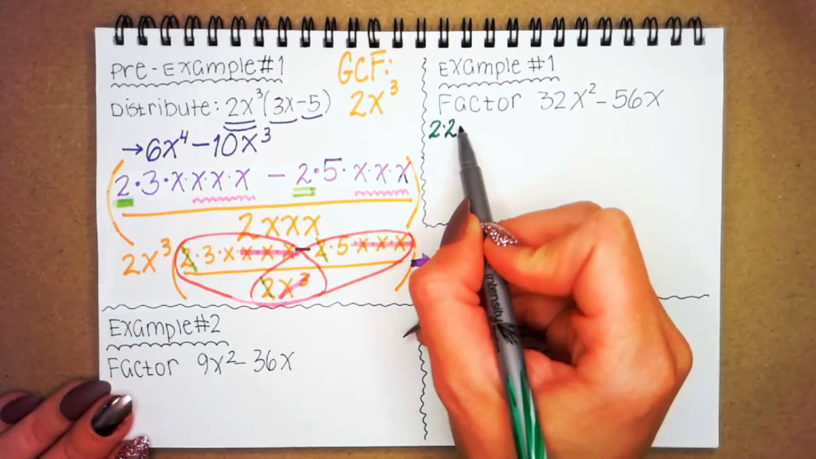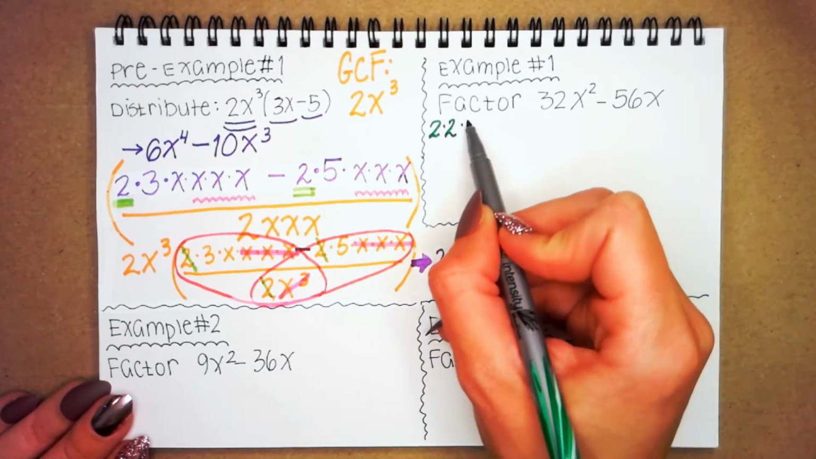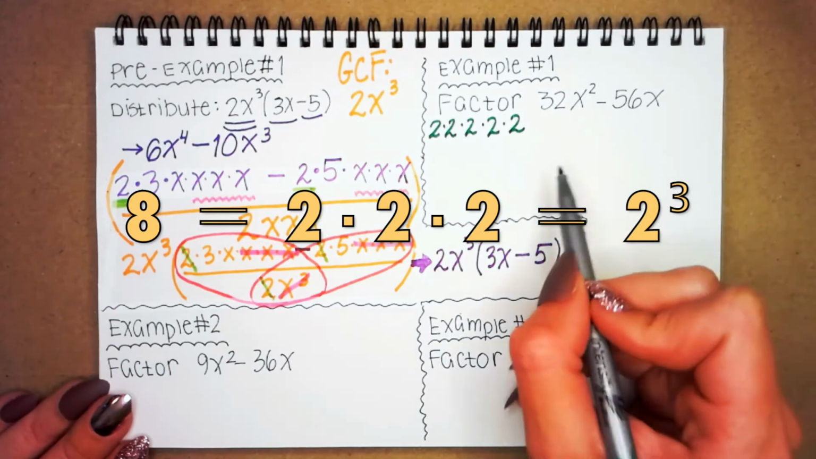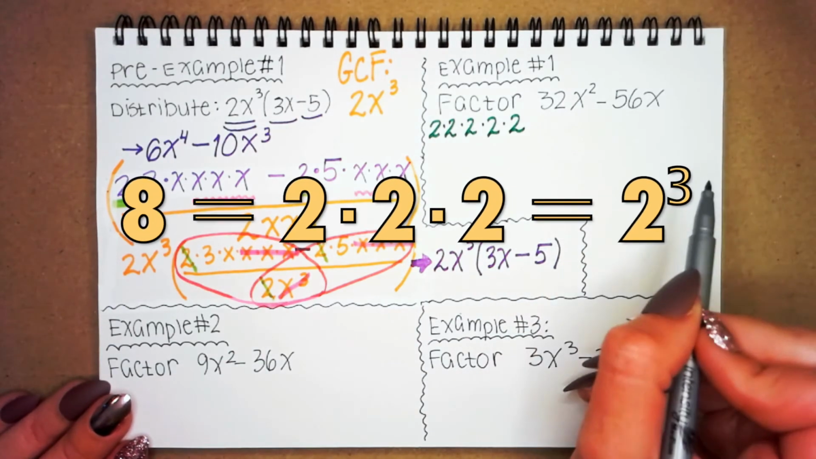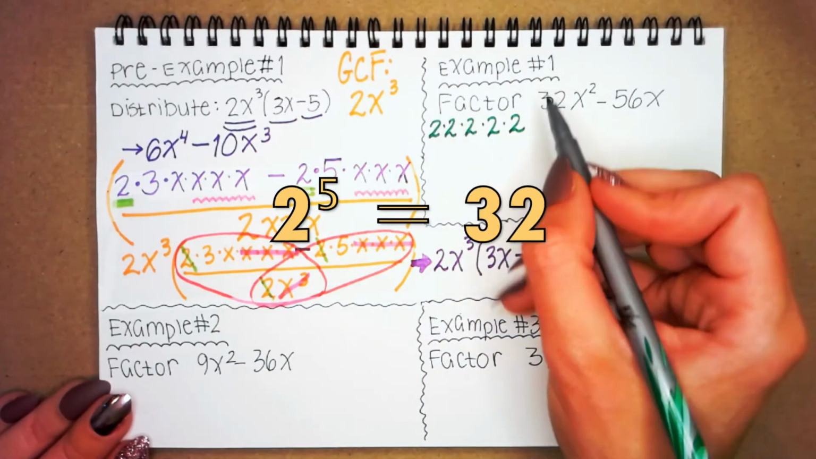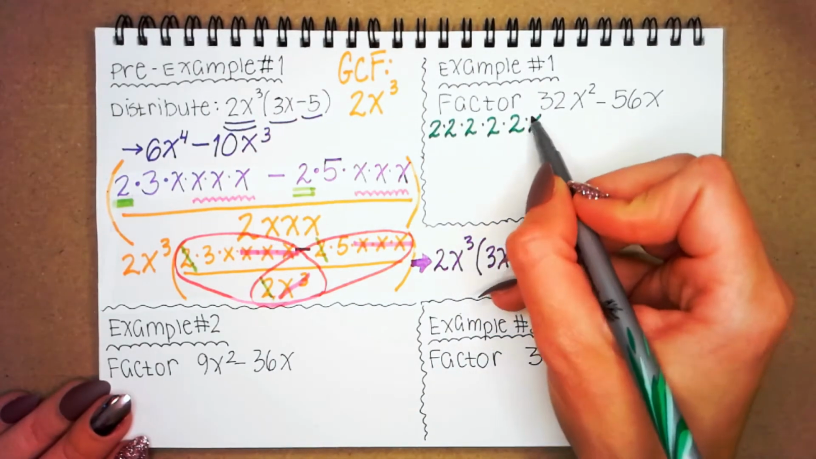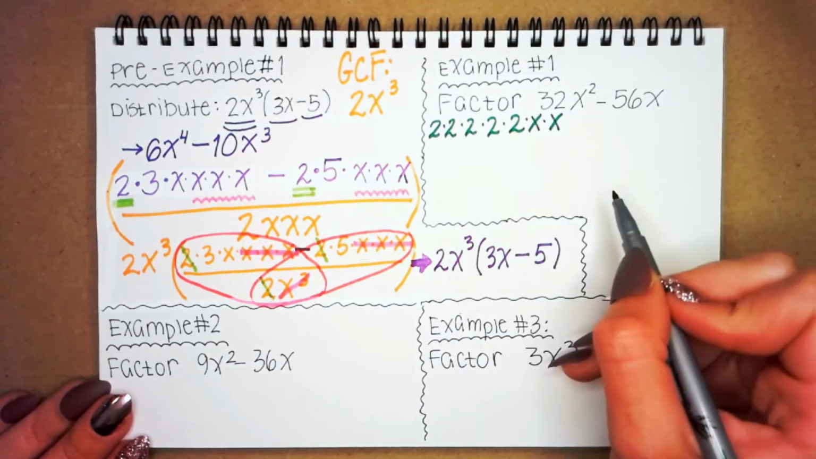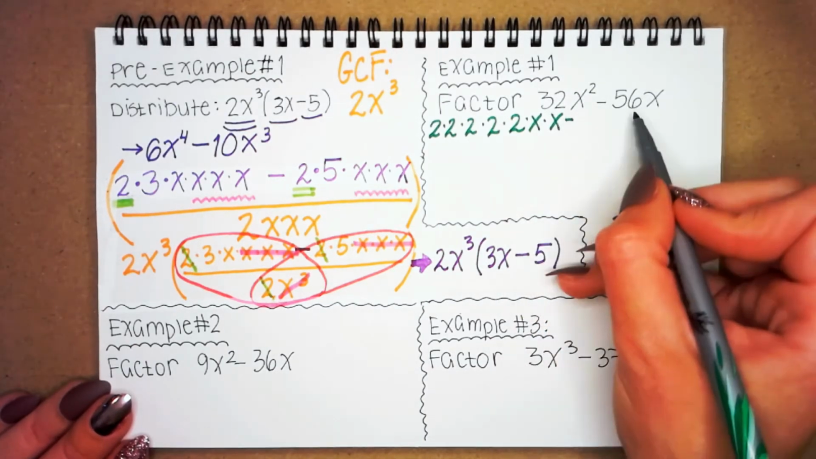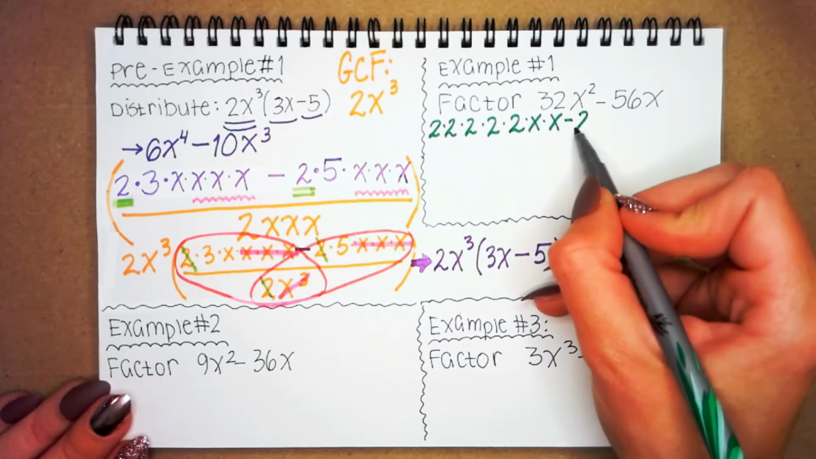16 is really 2 times 8, and 8, without even thinking, you should be able to say is 2 times 2 times 2. 2 to the third is 8. Really, you should know that 2 to the fifth is 32. X to the second means I have 2 more x's right there. Minus 56 is even, so it's 2 times something.